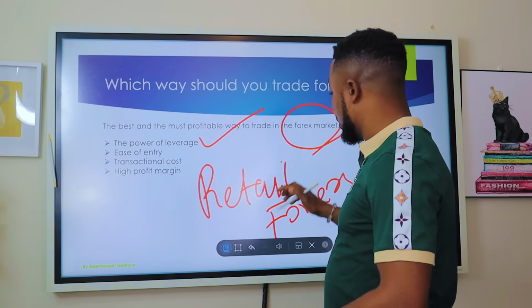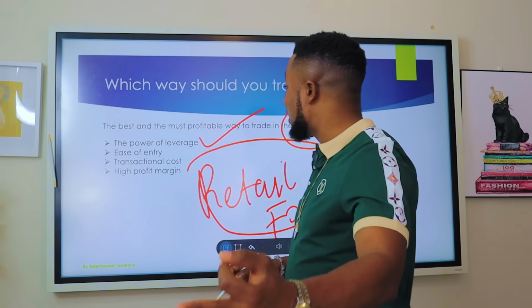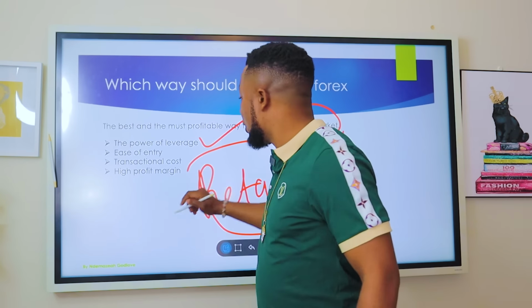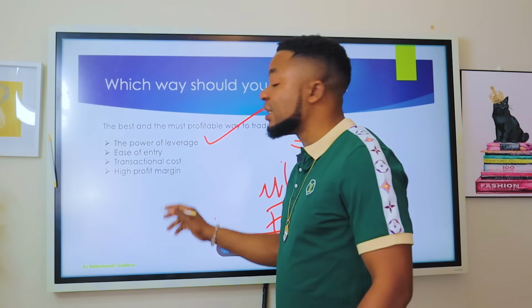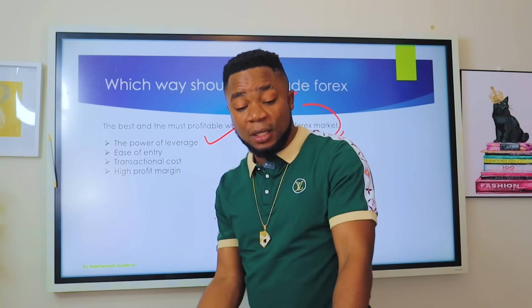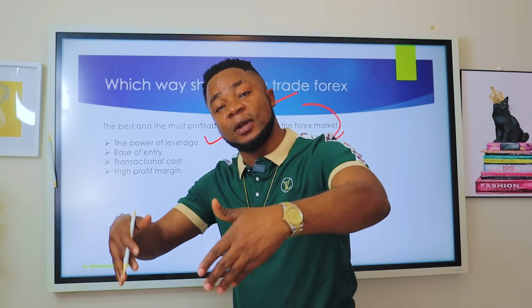When you are just starting, start with the retail forex, because of the advantages of the retail forex: the power of leverage. It has the power of leverage. It has ease of entry. The ease of entry for the retail forex industry: you can start your account today. You deposit money into your account and you start trading forex today.